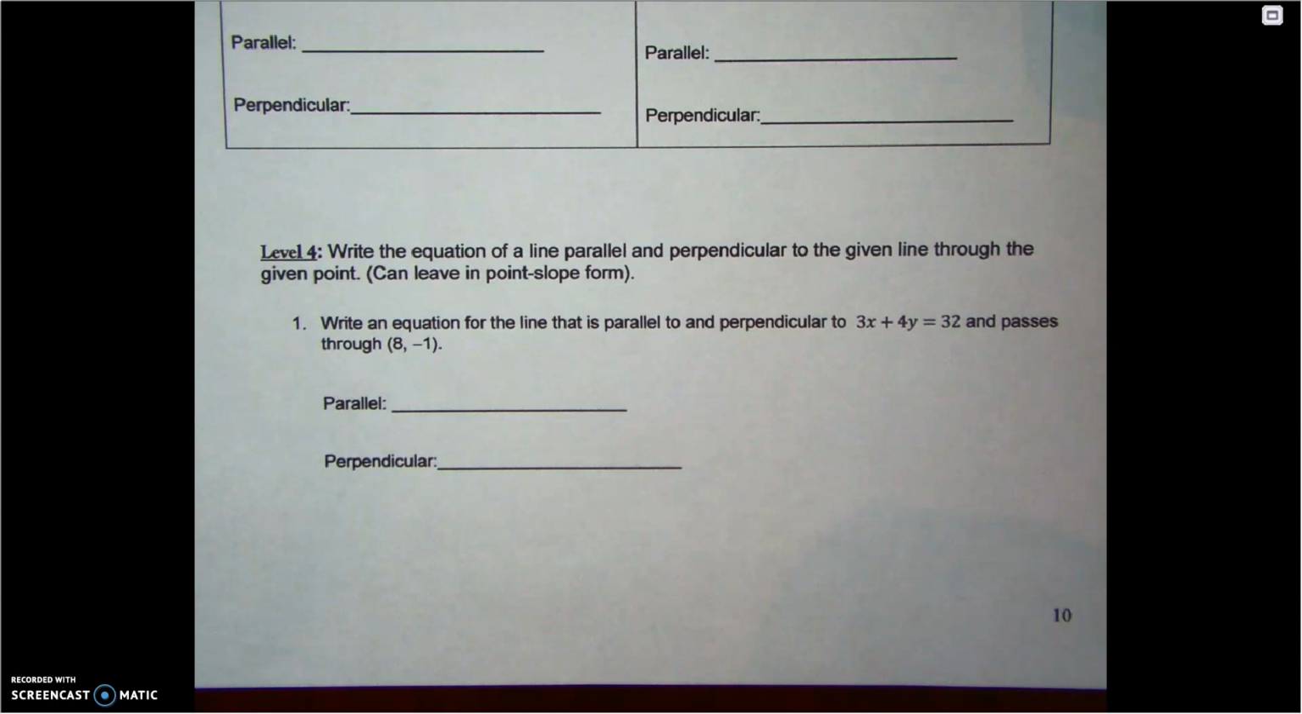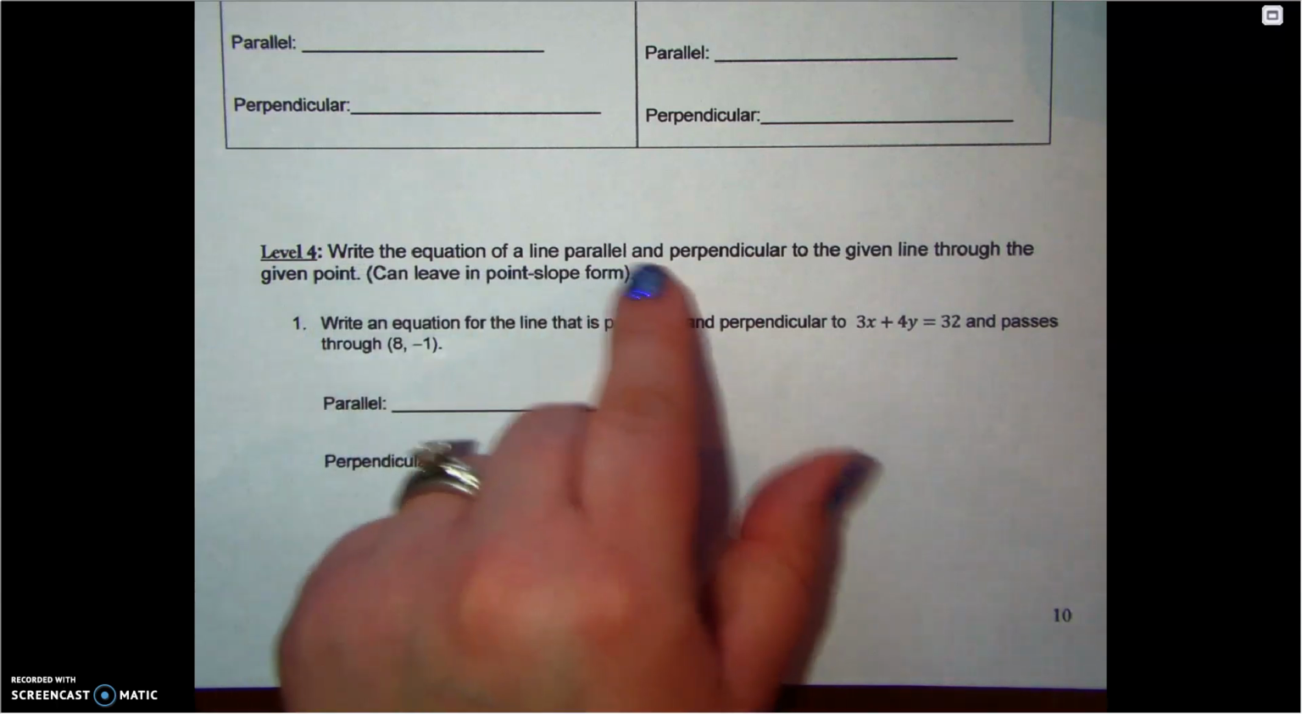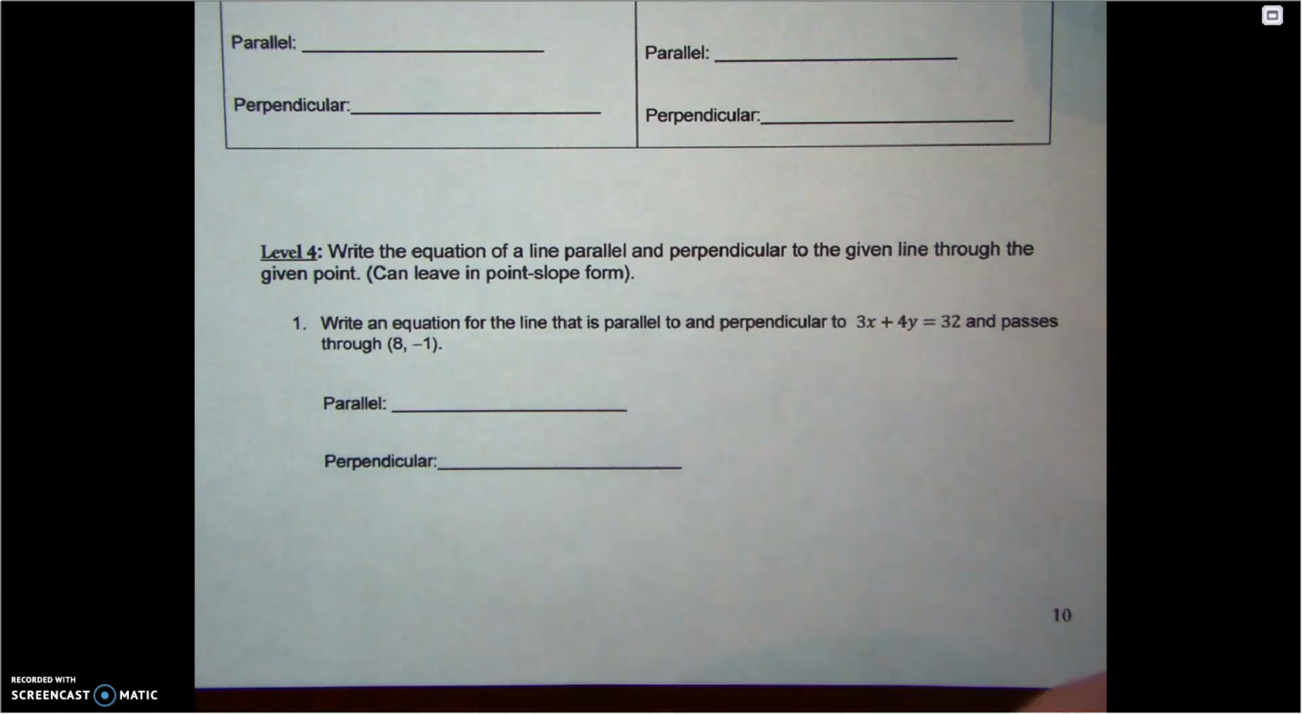So an example would be writing an equation of a line that's parallel and perpendicular to the given line through the given point. And again, you guys can leave this in point slope form. I showed you in the last video how to change it over to slope intercept form, but I want to reiterate to you that that is not a necessity. It's just something that I am showing you.